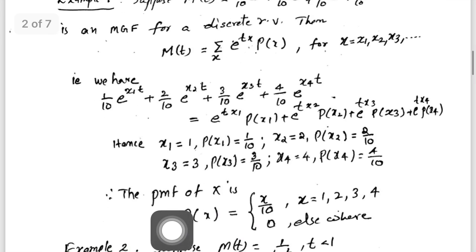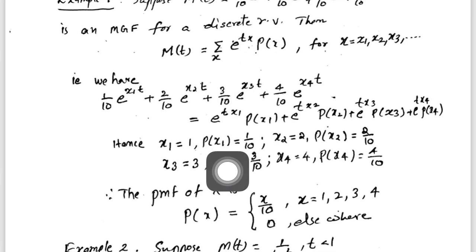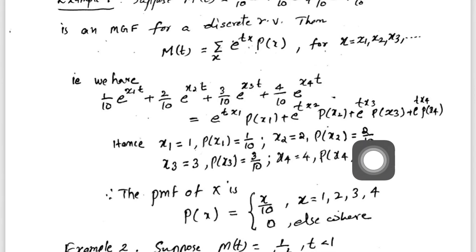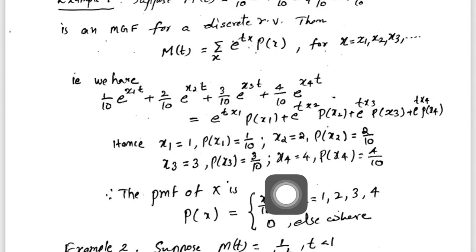So we will get x1 equal to 1 and p of x1 equal to 1 by 10. x2 equal to 2, p of x2 equal to 2 by 10, etc.